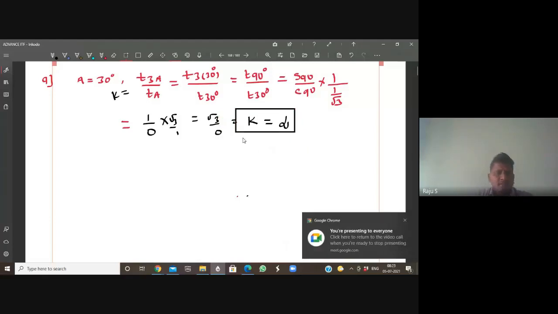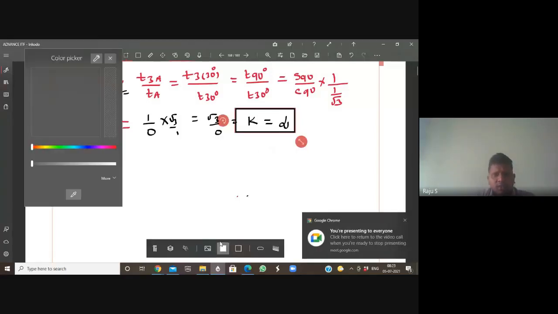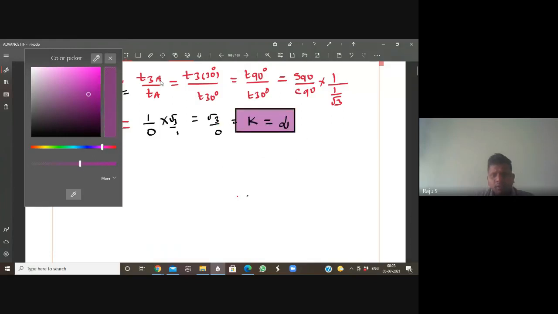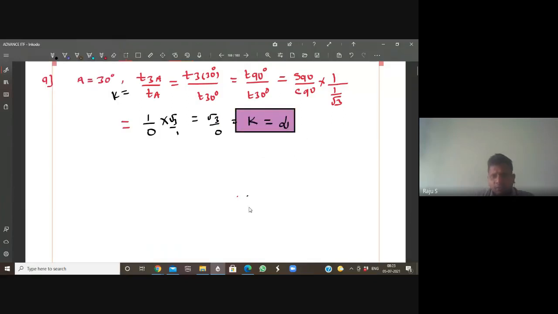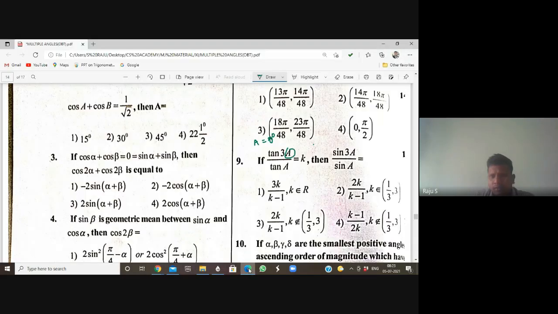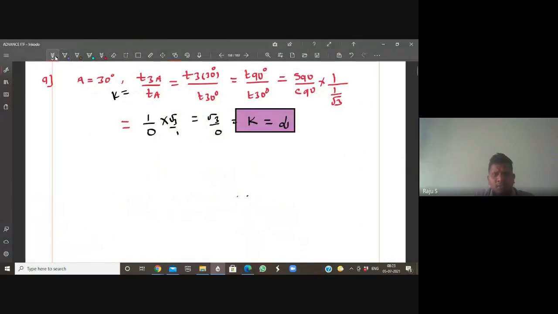So when k value is infinity, then we need to find the value of sine 3a by sine a. When we substitute a is equal to 30 degrees again, what is the sine 3a by sine a value?